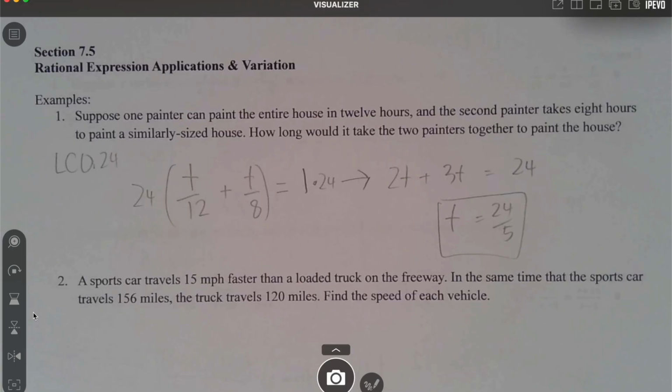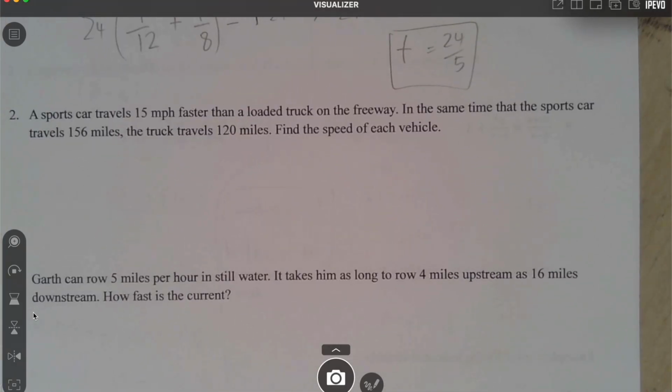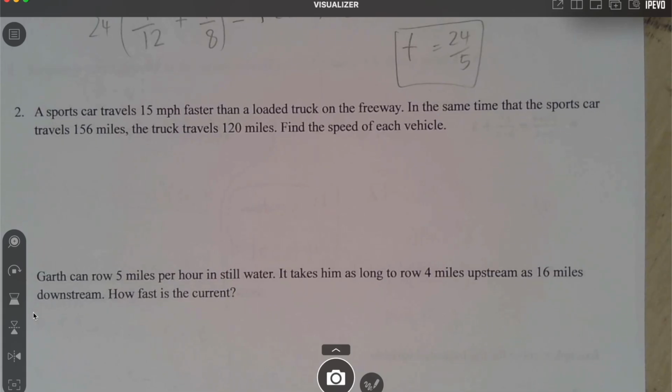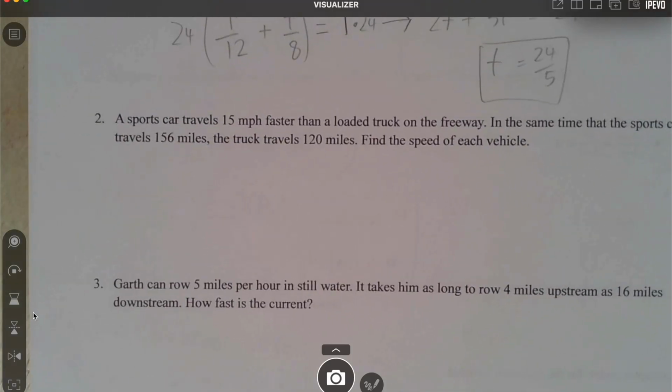Okay, from there, this next one is going to be pretty tricky. But the idea here is we're going to deal with rate, and rate is distance over time.